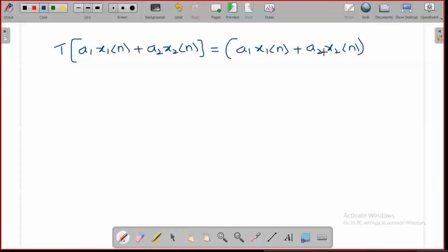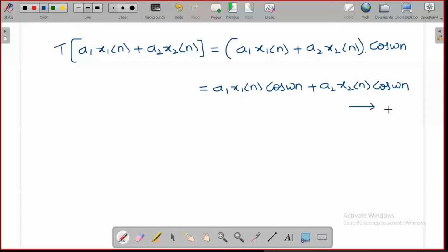This whole thing is your input x of n. In place of x of n, what you have written is a1 x1 of n plus a2 x2 of n, multiplied by cos omega n. I'll just multiply this: a1 x1 of n cos omega n plus a2 x2 of n cos omega n. Let us say this is equation 2.